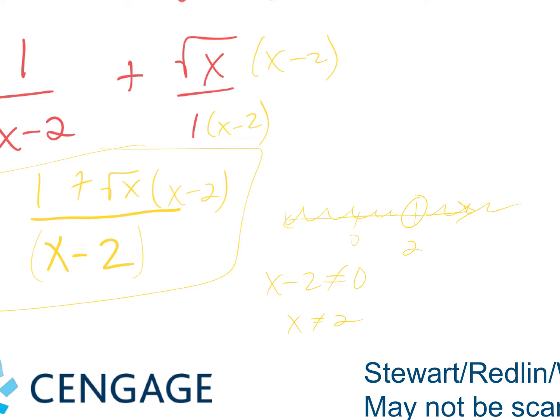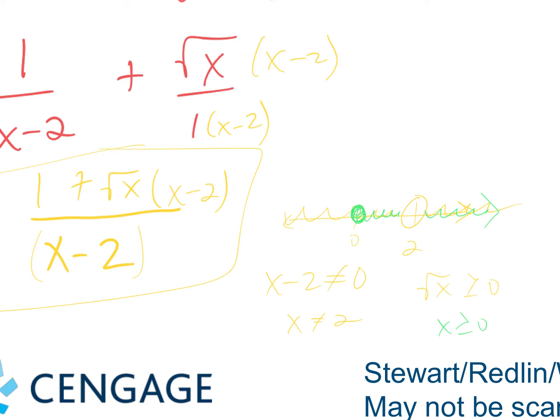Do you see any other domain issues? I see a square root in the numerator. Well, what do we know about square roots? Your square root has to be greater than or equal to 0. So I have a second domain restriction: x has to be greater than or equal to 0. So here, and anything this way. Where do they overlap? That is your domain.